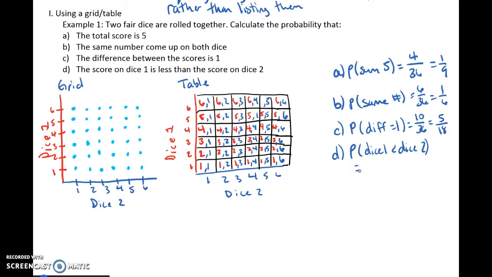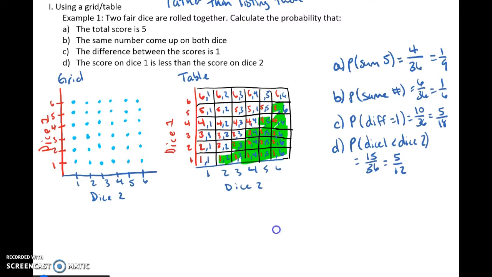Well, if you think about it, we want the red number in this table to be less than the blue number. So here I can already see 2 is greater than 1, right? 3 is greater than 2. So this diagonal kind of is the boundary for this entire region. So these are all the numbers that have the blue being greater than the red. So hopefully you all found that to be 15 out of the total 36, which can reduce down to 5 over 12. Okay, so that is using the grid in the table.